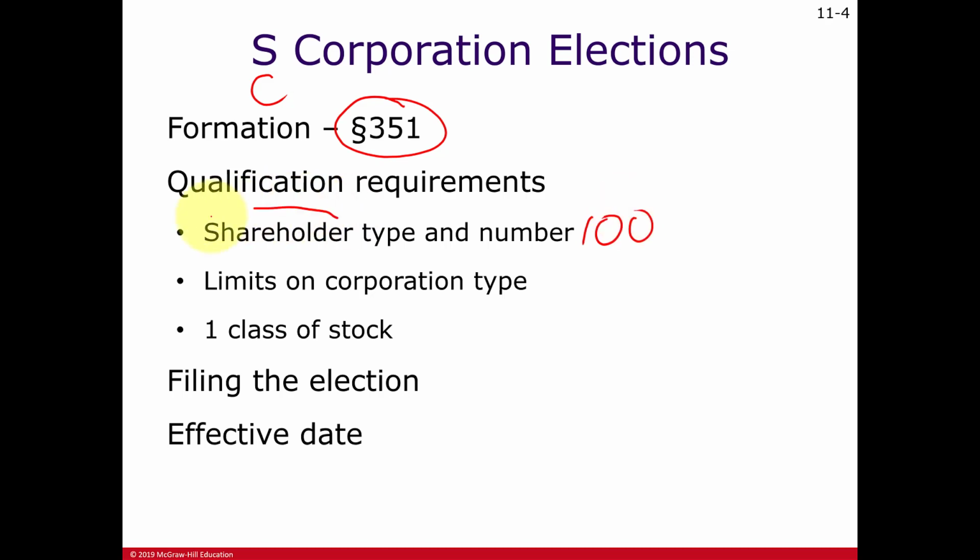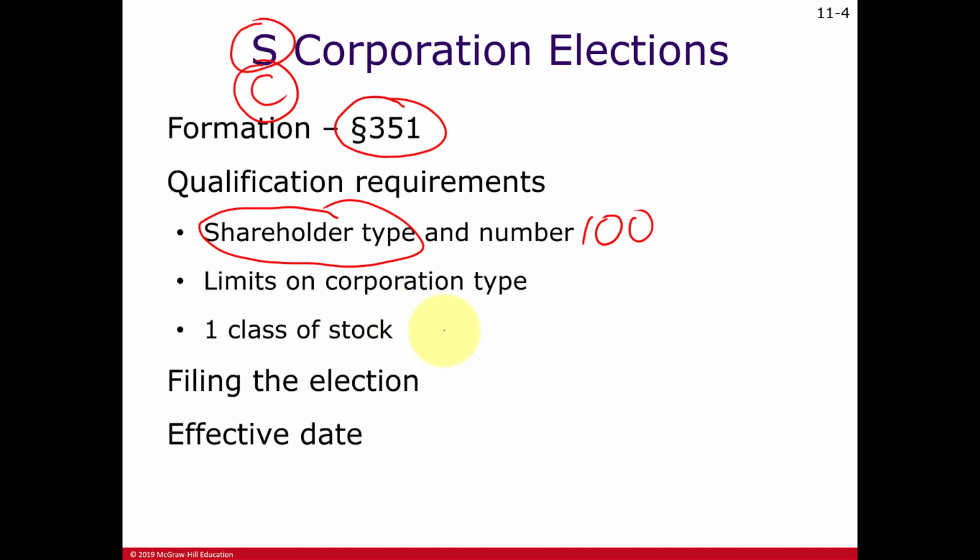Now, the type of shareholder you can have: definitely individuals like you and me would qualify. Also, certain types of trusts or estates may qualify as shareholders that can hold S corporation stock. A type of shareholder that cannot be an S corporation shareholder would be a C type corporation or a partnership. If you have them as a shareholder, your corporation cannot elect to be an S type. It will default to a C type corporation.